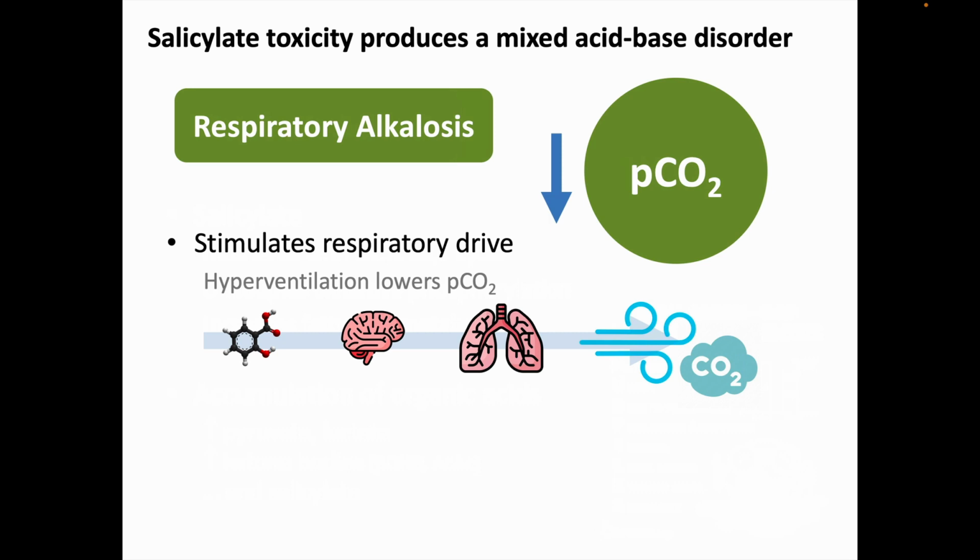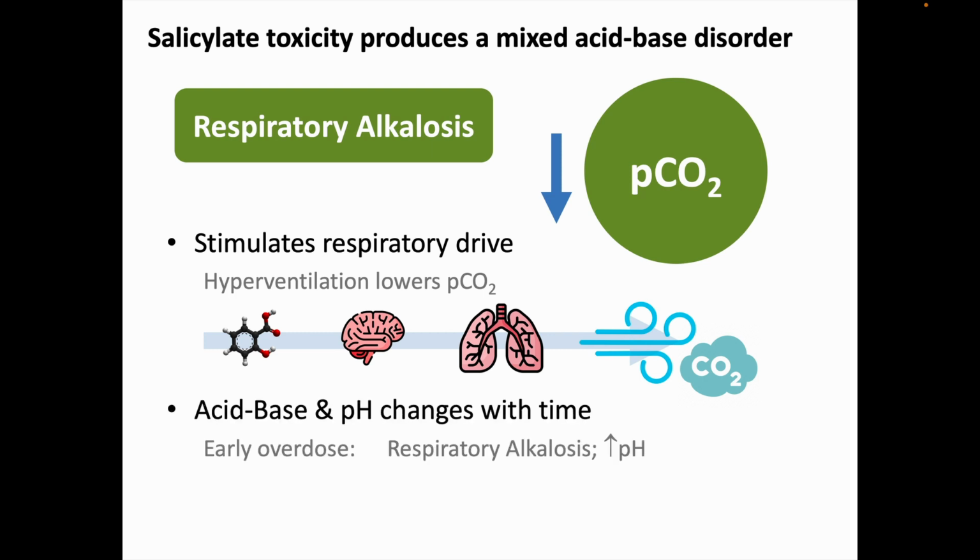So the mixed acid-base disorder consists of a metabolic acidosis and also a respiratory alkalosis. And this is not simply a compensatory reaction to the acidosis, but it's a primary respiratory alkalosis because salicylate stimulates respiratory drive in the brainstem, resulting in a degree of hyperventilation that drives down the PCO2.